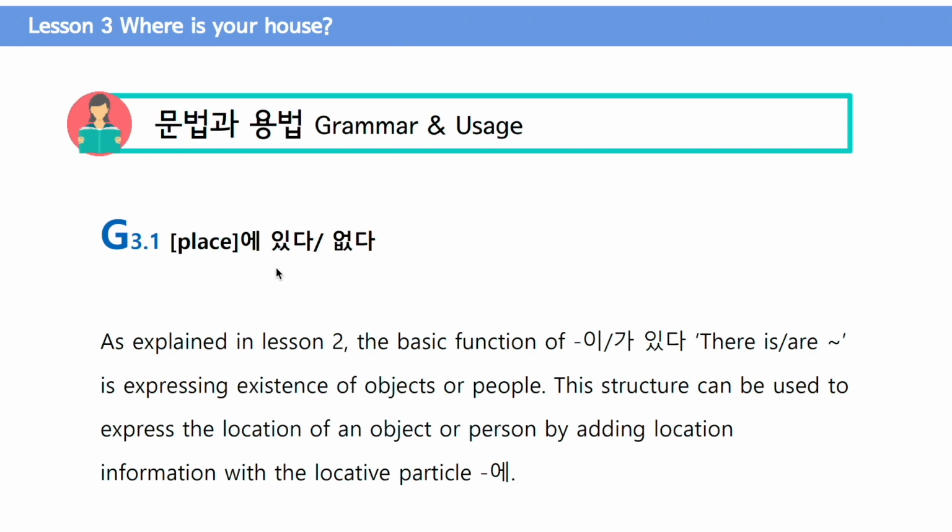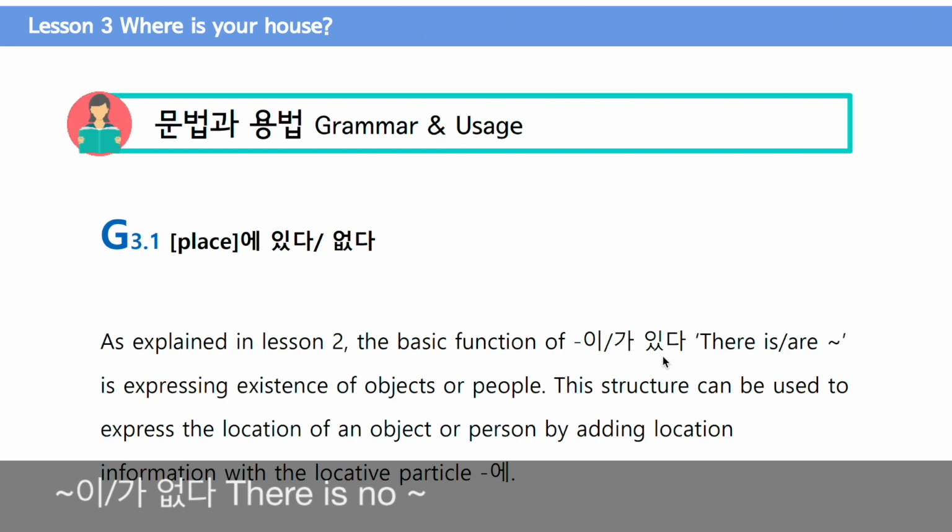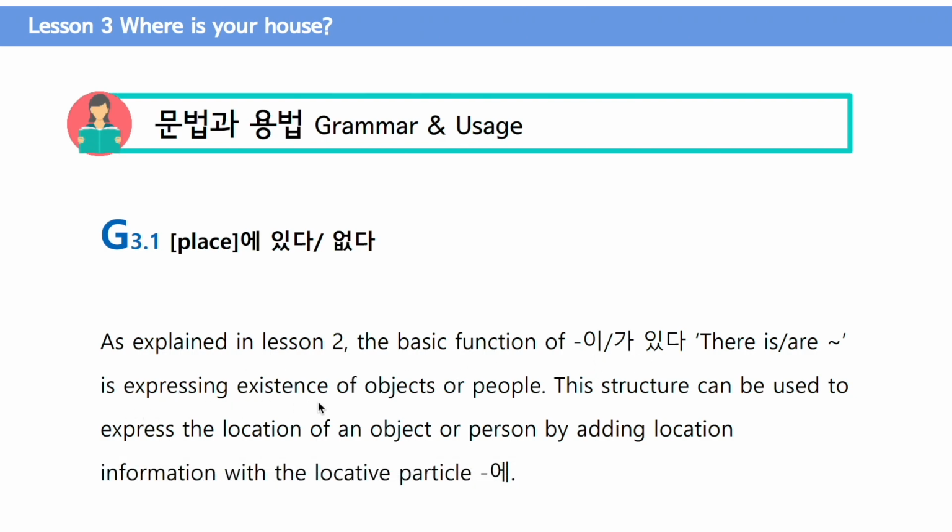So we have already seen 있다 and 없다 before and we will talk more about them. As explained in lesson 2, the basic function of something 이 or 가 있다 means there is something, there are something. 그렇죠? The opposite expression is something 이 or 가 없다. 그렇죠? So this structure is expressing existence or non-existence in case of 없다 of objects or people.